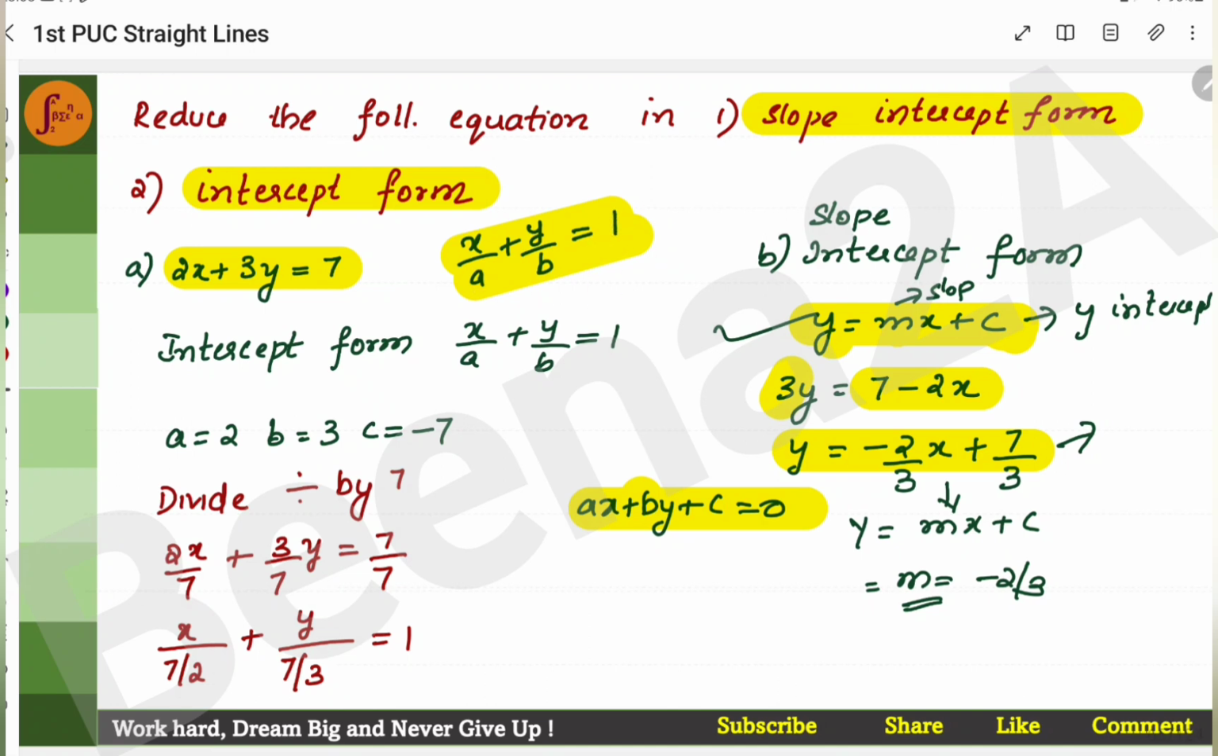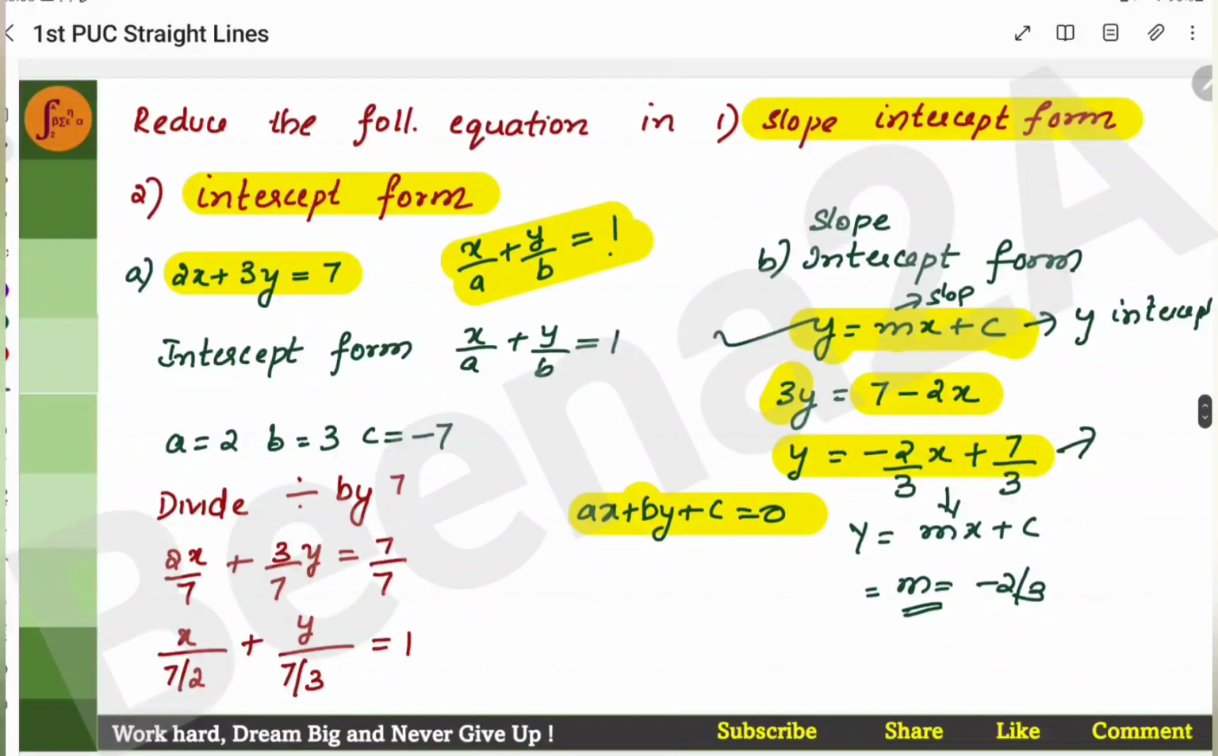How do you do that? Simple. First thing is look at the constant, the number, right? In the intercept form, the number has to be always 1. The number always has to be 1, right? But here you have 7. So what will you do? You divide the entire equation by 7. Because if I divide this by 7, it will become 1.